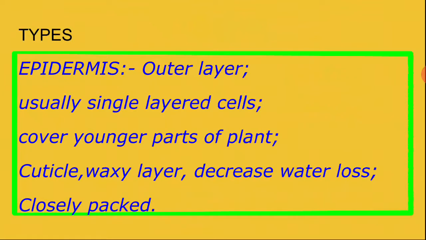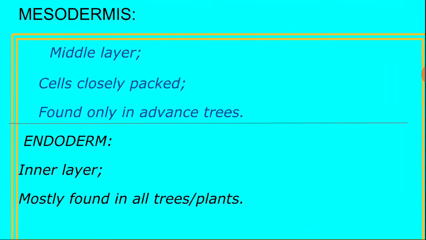It is the outer layer. Usually it is single layered cells. It covers younger parts of the plant. There is one waxy layer present in the epidermis which helps in decreasing transpiration. If there is much loss of water from the plant body, then this layer will decrease that water loss. That is nothing but your cuticle. The cells are closely packed because they are dermal tissue. I've already said dermal tissue is closely packed.